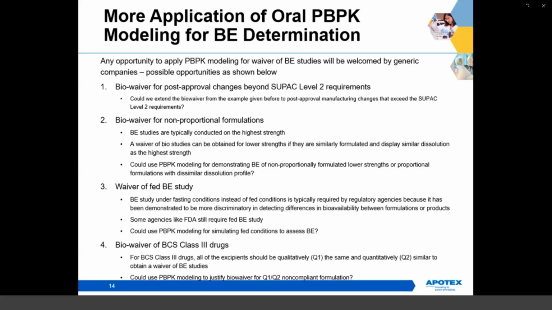The final possible application is for biowaiver of BCS class 3 drugs. For BCS class 3 drugs, all of the excipients should be qualitatively the same and quantitatively similar to obtain a waiver of BE studies. But could we use PBPK modeling to justify biowaiver for Q1, Q2 non-compliant formulation?